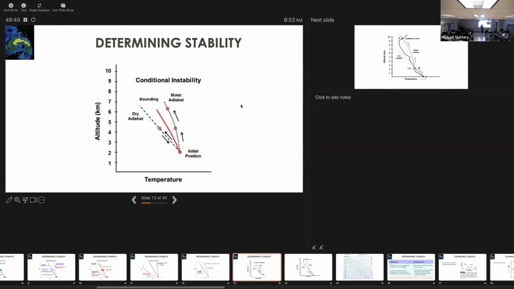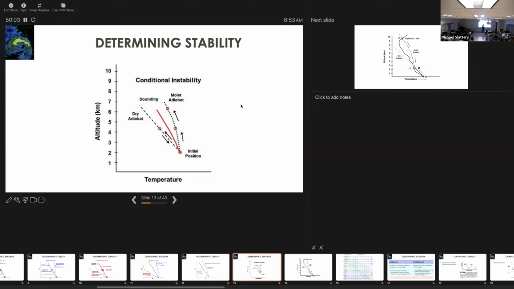Yeah, so you go to this position and you say, okay, if it was unsaturated, it would be stable because it would be cooler. If it was saturated, it would be stable because it's still cooler. So the most stable position you can have in an atmosphere is this.